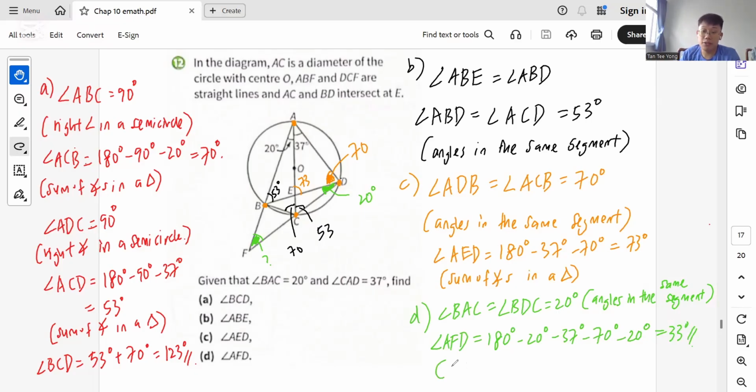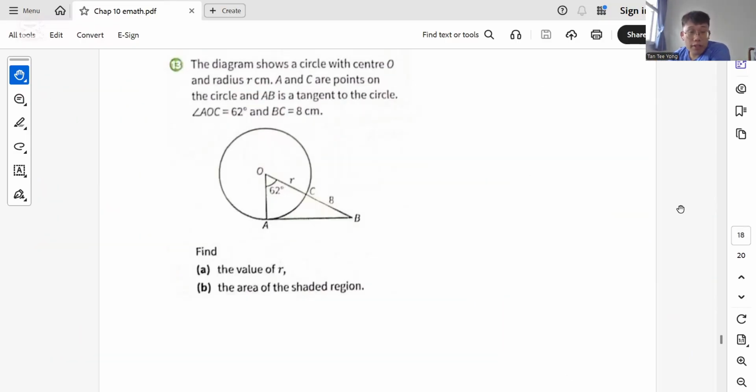Yeah, okay, so sum of angles in a triangle. Okay, yeah, so very lengthy because there's a lot of reasoning that you got to write lah. Okay, so yes, this is it for question 12. Okay, guys, let's go through question 13 together.